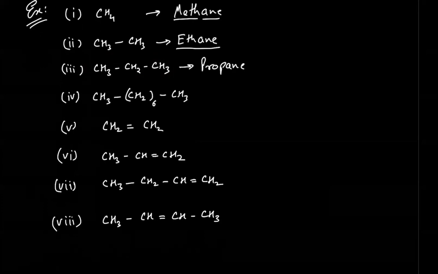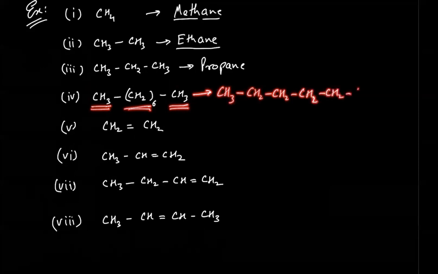Let's move ahead and take a larger number of carbon atoms. There's a way of writing carbon chains like this. What this means is there's a CH3 at the end, then there are 6 CH2 in continuation, and then again a CH3. If I spread this chain out, you have CH3, then 6 times CH2, so 1, 2, 3, 4, 5, 6, and then you have CH3 again. Just count the total number of carbon atoms here. It should come out to be 8.